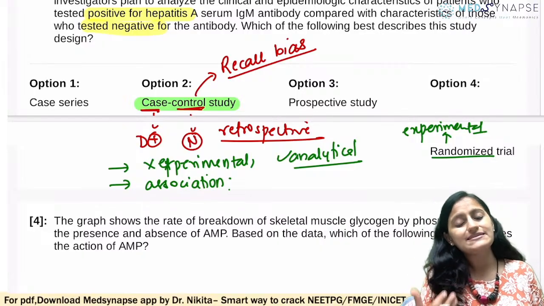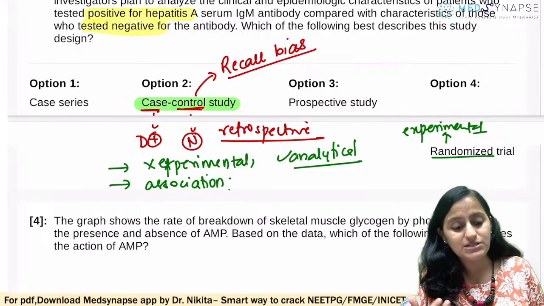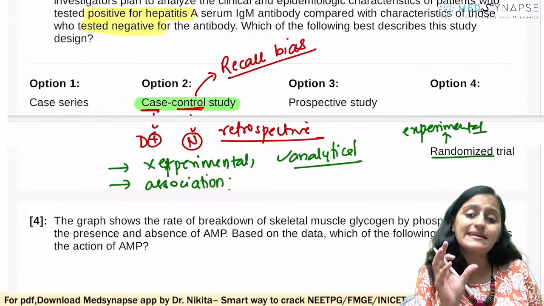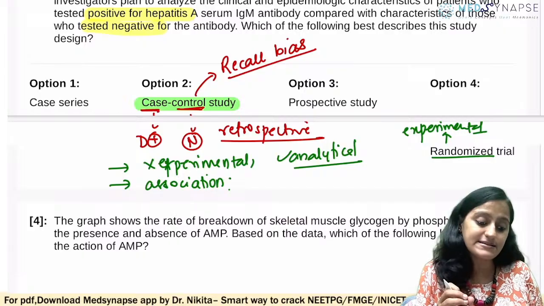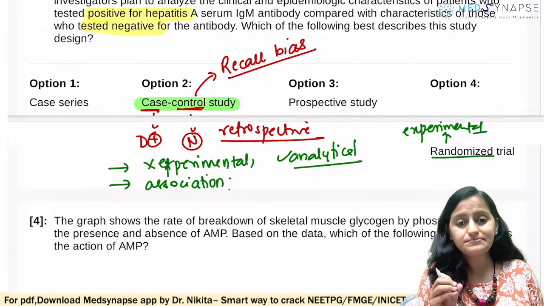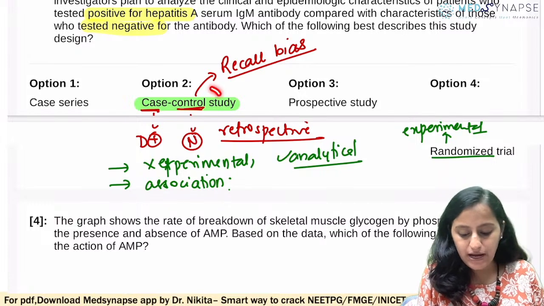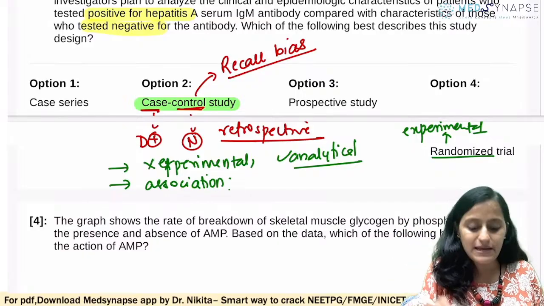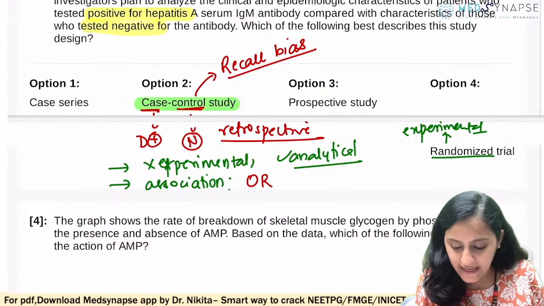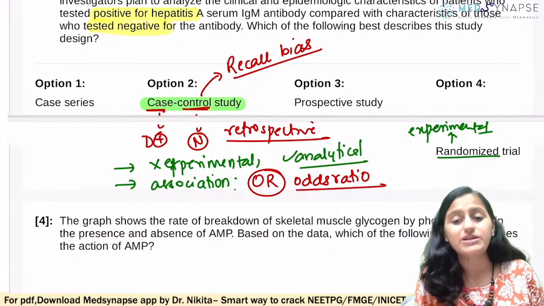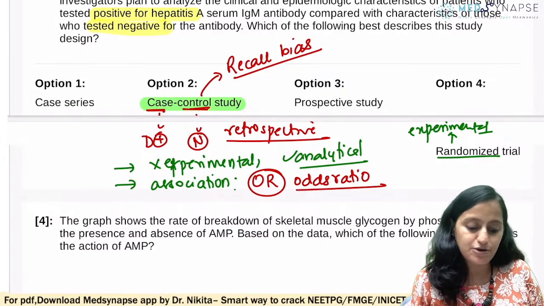How do you test the significance of the association in a case control study? Yes, what is that measure that you use in a case control study? Is it relative risk? No. Remember it as you control the case, right? You control a bad case in the OR, the operating room. So control the case in the OR, that is, odds ratio is what is used for a case control study.